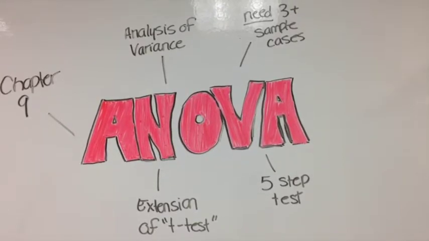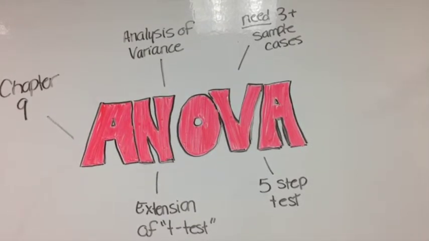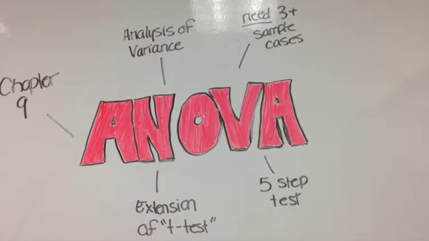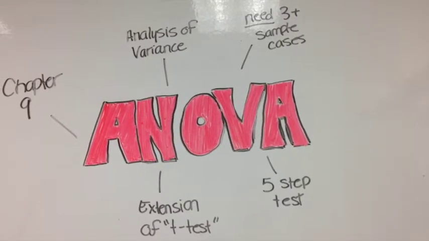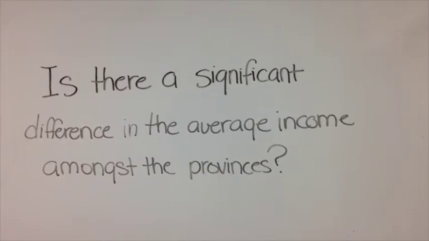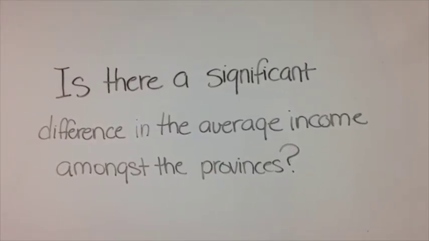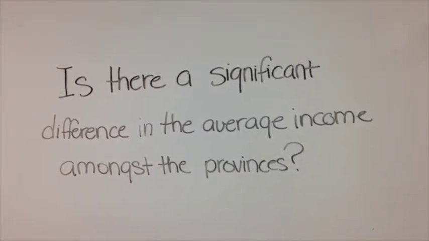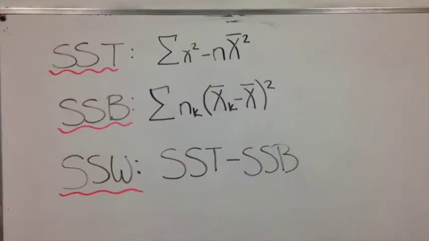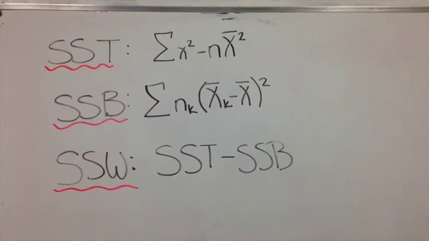For instance, Anova is useful in comparing potential differences between marital status. There is a 5-step process associated with the test of significance for Anova. It is similar to the 5-step test for a hypothesis involving either one sample case or 2. Our research question for this exercise is: is there a significant difference in the average income amongst the provinces? The following formulas will be associated with this version.